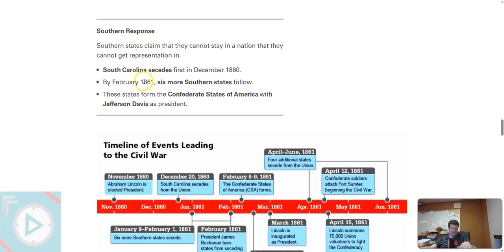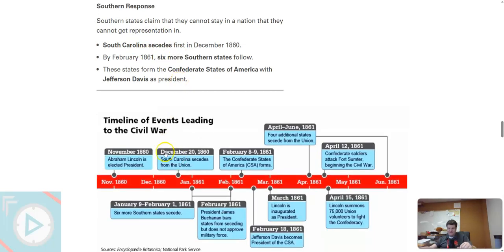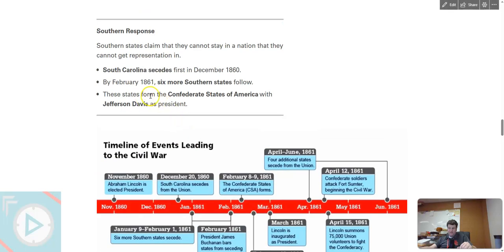By February, 6 more states leave. And those 6 states in February are going to decide we are going to create our own version of the United States called the Confederate States of America. It's pro-slavery. It's pretty much entirely made up of those disgruntled Southern Democrats. Many of the Southern Democrats who were in political office in D.C. turn around and find themselves as political leaders in the American Confederacy.